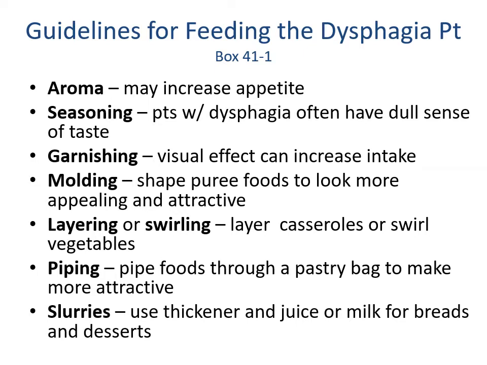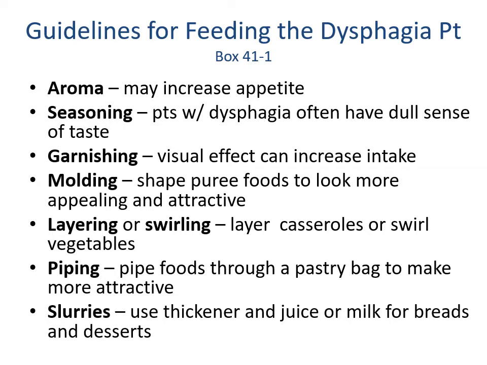Improving the seasoning. Again, we can't just add a bunch of salt because most of these patients are on cardiac diets, but patients often have a duller sense of taste, so additional seasoning can help. Garnishing, which again makes things look a little bit better to increase intake. Molding, so we'll take a look at some examples where you actually shape the pureed foods to look more like their original food. Layering and swirling, so you can layer casseroles or swirl vegetables. You can basically make a dysphagia lasagna where it's layered the same way and it'll taste the same. Of course, the texture is very different.